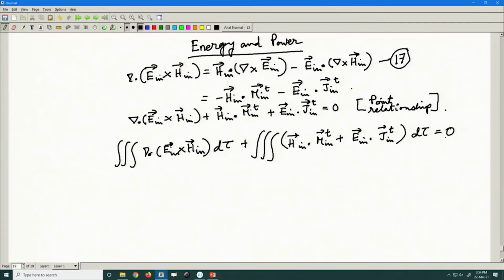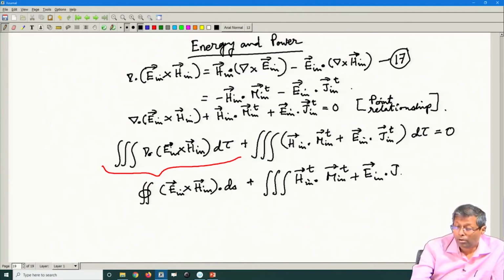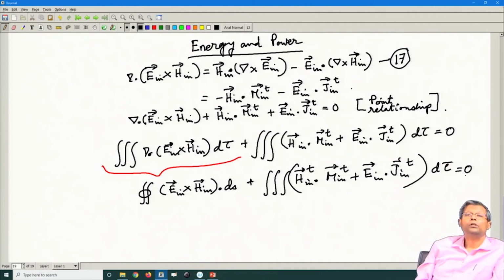So, we take the triple integral and then we apply the divergence theorem to this term, and therefore we get the closed integral of E in cross H in dot ds, plus the triple integral of H in t. The rest of the terms remain the same.